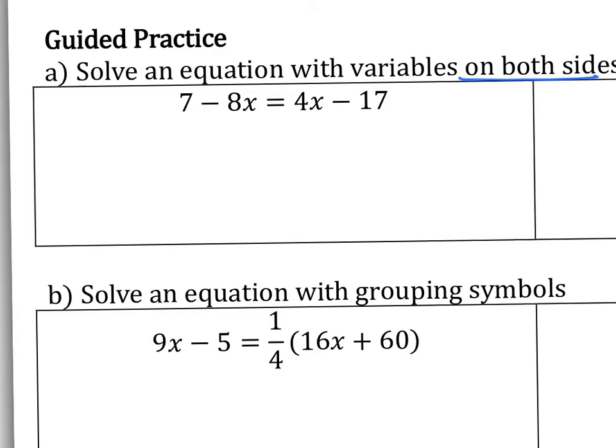I'm used to writing the variable on the left-hand side, so I'm going to first collect or combine my like terms with the variable on the left-hand side by subtracting 4x from both sides. So that gives me negative 12x. Now I'm going to collect the constant terms by subtracting negative 7 from both sides of the equation. So negative 17 plus negative 7 gives me negative 24. I can cancel this out, cancel this out. Now x is equal to 2.